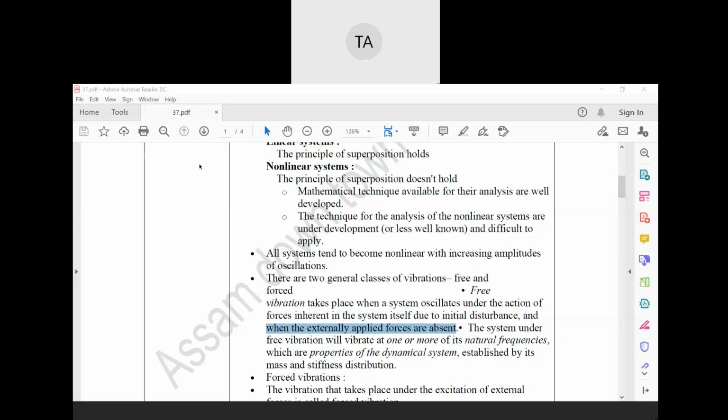So sir, in the definition of pre-vibration there is a word used, initial disturbance. What is this, sir?